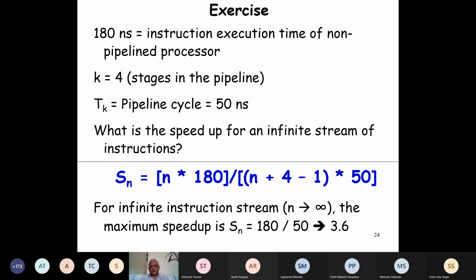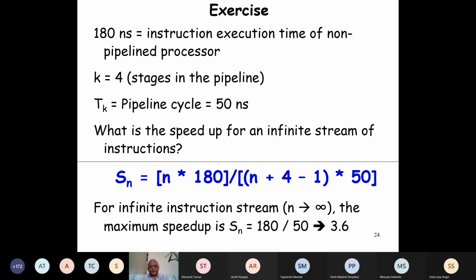So we'll do one small exercise. In a non-pipeline processor, the computation used to take 180 nanoseconds. And we are using a 4-stage pipeline. And the pipeline cycle time, that is each stage of the pipeline, takes 50 nanoseconds. So what is the speed up for an infinite stream of instructions? A very easy exercise.